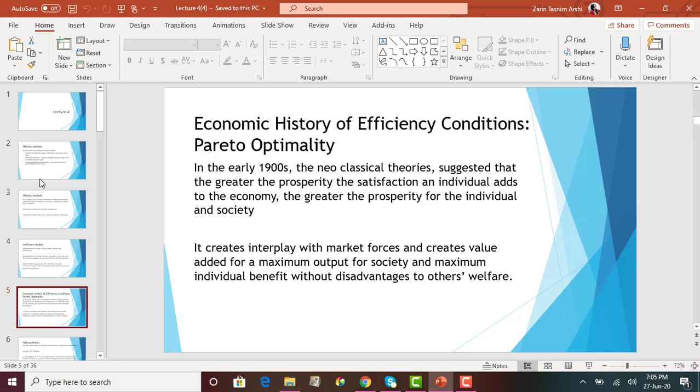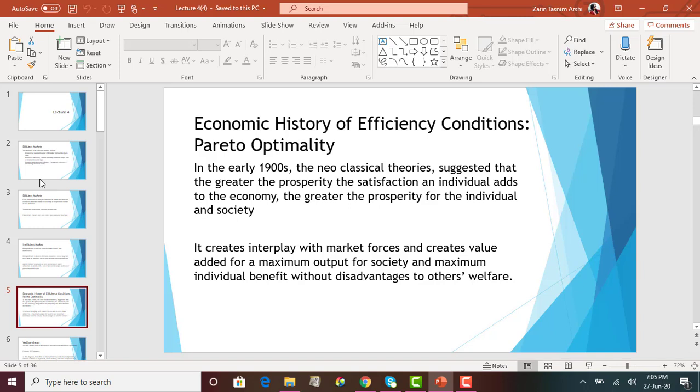Okay, and then it creates interplay with market forces and creates value added for a maximum output for society and maximum individual benefit without disadvantages to others' welfare. So this is the most important one. What Pareto optimality means is that it will create value for others, or let's say it will create value for me, and it will give me maximum satisfaction without the expense of others. So there is no opportunity cost in this case.